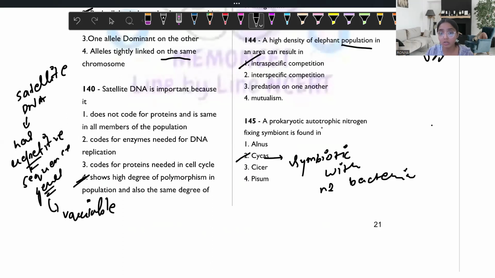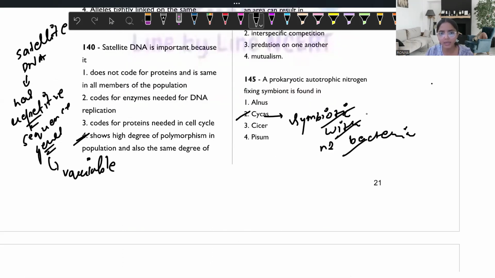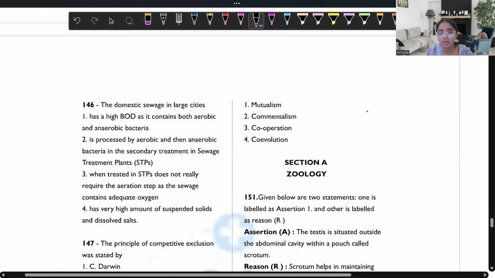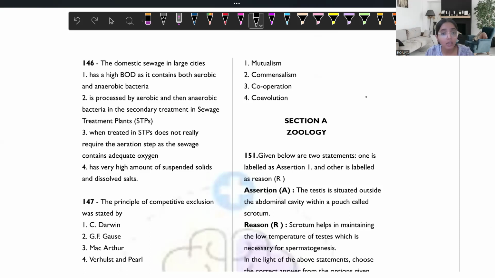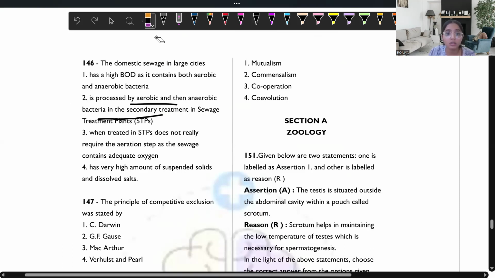So Cycas has a symbiotic relationship between nitrogen fixing bacteria and the plant itself. 146. The domestic sewage in large cities is processed by aerobic and then anaerobic bacteria in secondary treatment in a sewage treatment plant. Yes, this is a very simple question. The sewage has high biological oxygen demand and does not really require an aeration step, as it contains very high amounts of suspended solids and dissolved liquids. So the answer to question 146 is option number 2.